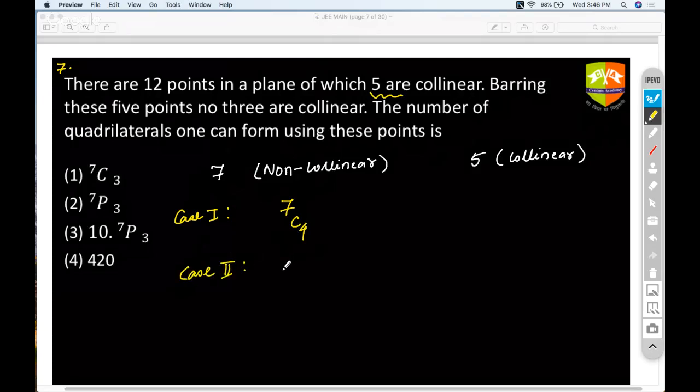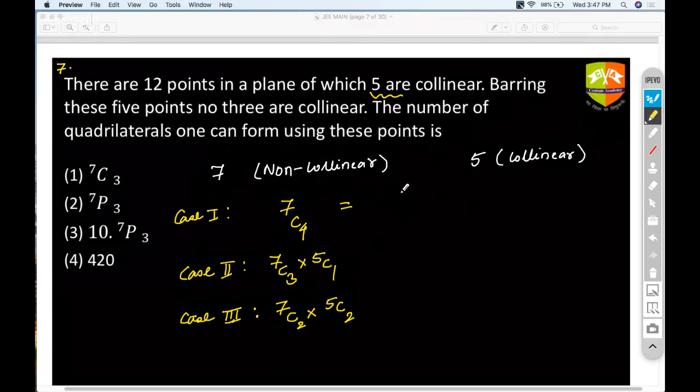Or it can happen that I can choose 3 points from these non-collinear ones and 1 point from these collinear ones. That will also lead to a quadrilateral. Okay. Third case could be you can choose 2 points from the non-collinear ones, correct? And again 2 points from the collinear one. So that's going to be 5C2. Okay. So these are the only cases that you can form.